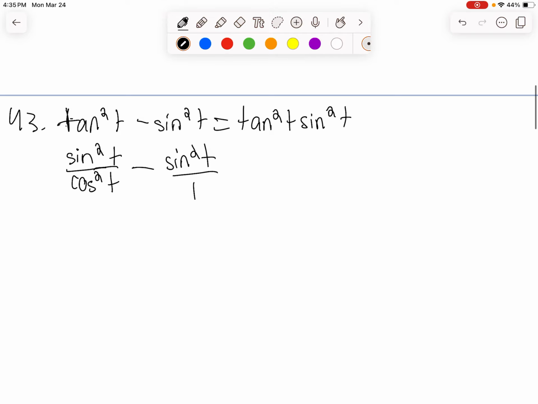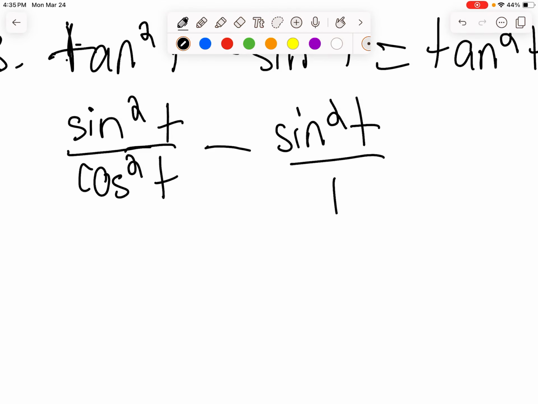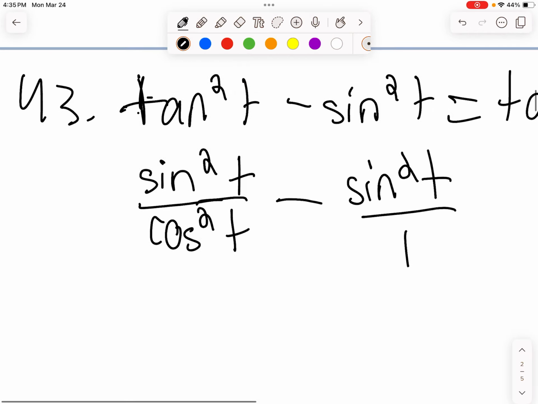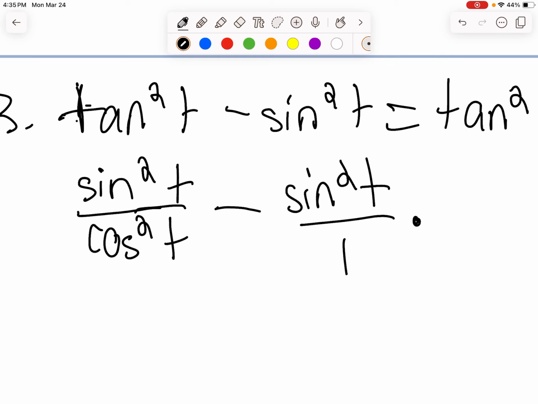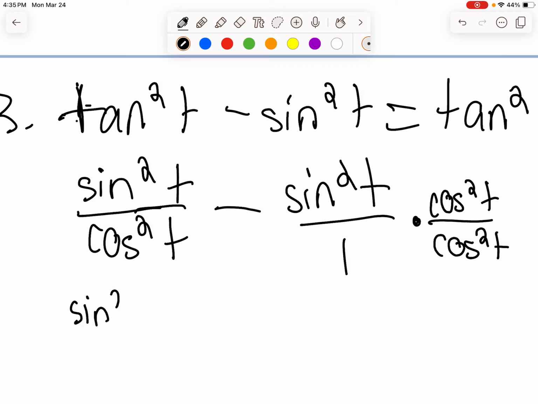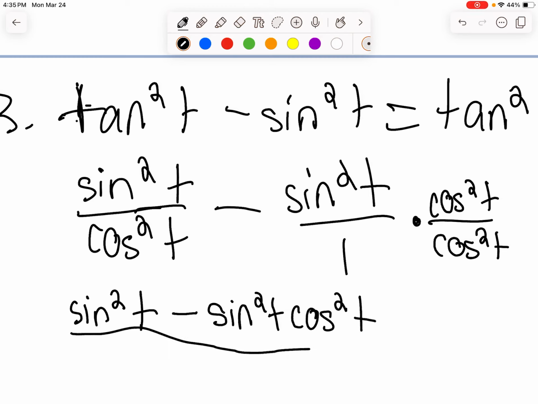Anyway, so you want to multiply by the respective denominators. So, for this cosine, I want to multiply it by 1 because 1 is the other denominator. But I'm not going to write 1 over 1 because I think we all know what that is. Here, we write cosine squared t over cosine squared t. And that gives us sine squared t minus sine squared t cosine squared t, all over cosine squared t.